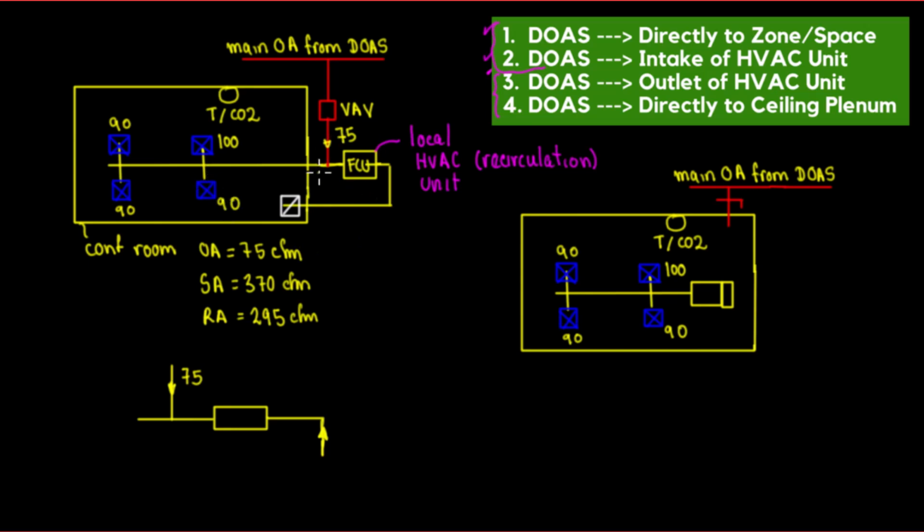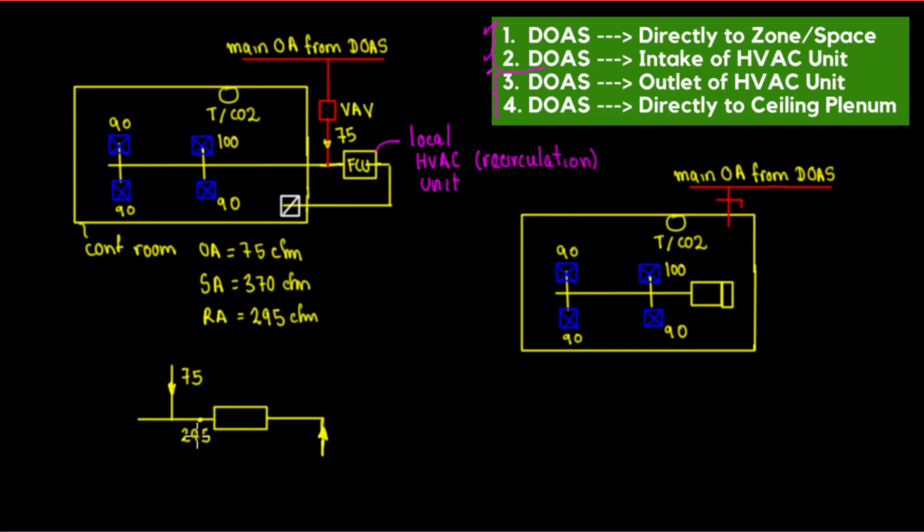Okay, so this is 75, and this unit has to give me how much? After you mix this, see, 90, 90, 90, 90, it's going to be 370. So 370 is including the outside air. So 75 plus 370, which is not a good idea. So technically in here, what I have for my return air is going to be 295.